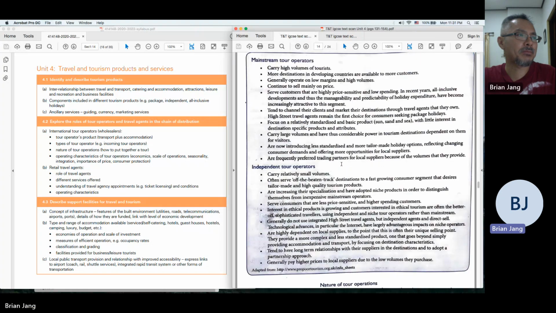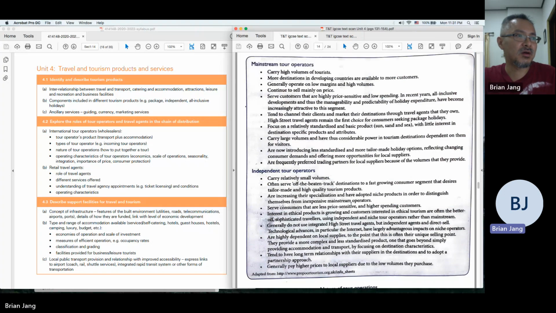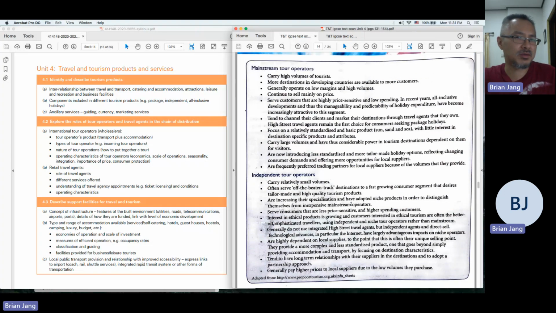Let's see. You can go over this box: mainstream tour operators versus independent tour operators. This is more like multiples and miniples, if you remember that.